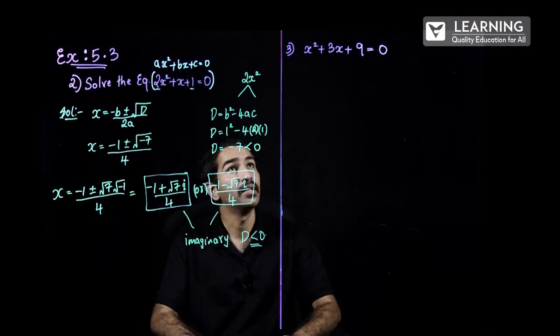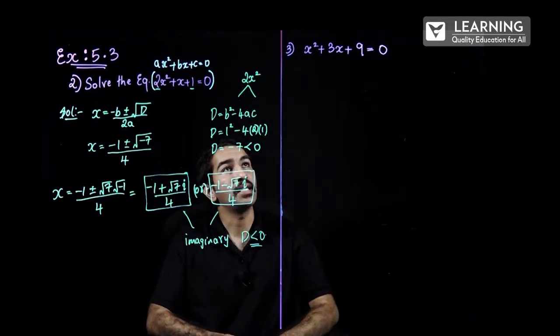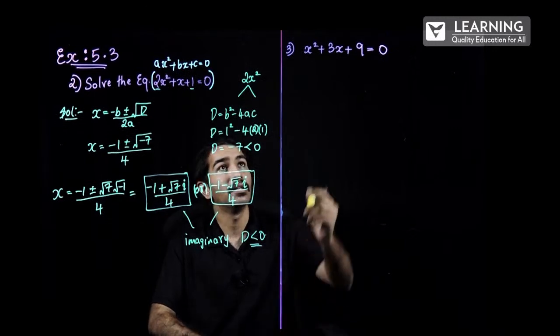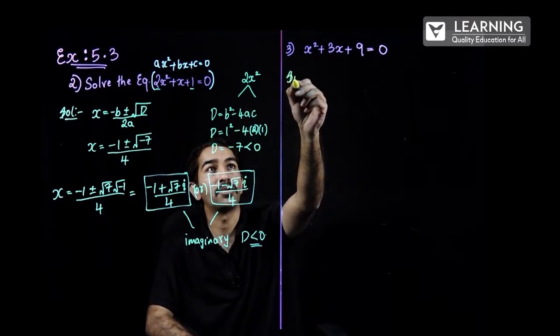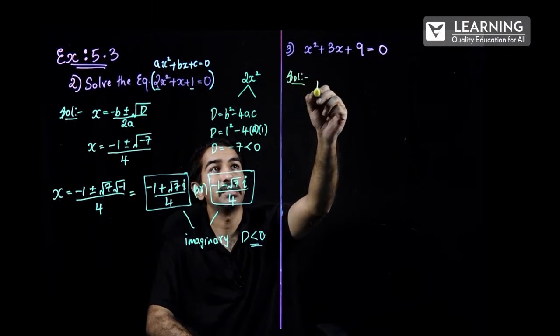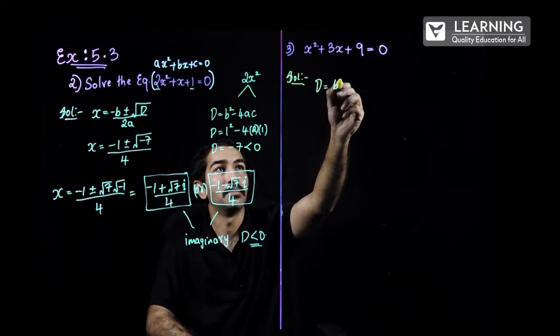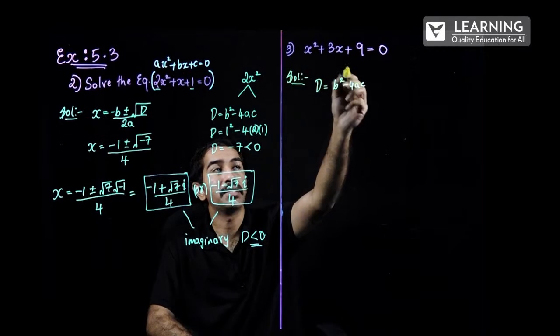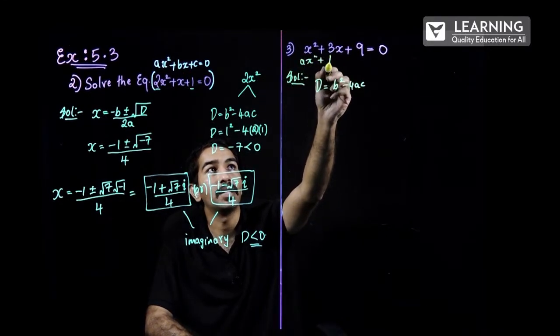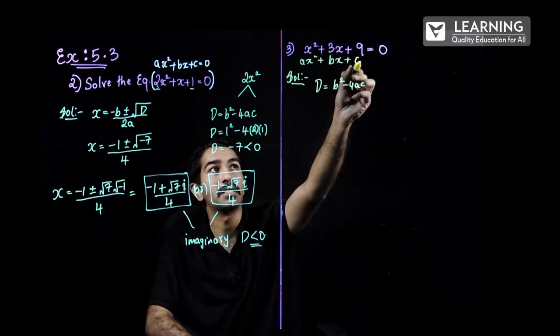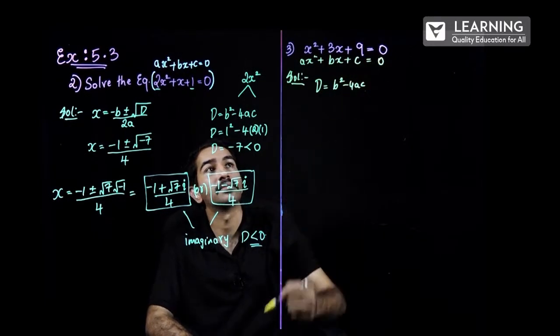So here we have x square plus 3x plus 9. Again factorization becomes impossible. So what we'll do, we'll take that formula. So before we take that formula, we have to find out what the discriminant is. So discriminant d is equal to b square minus 4ac. So compare this with the standard form of quadratic equation, that is nothing but ax square plus bx plus c is equal to 0. Alright.